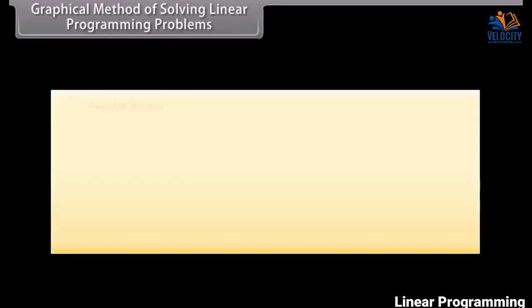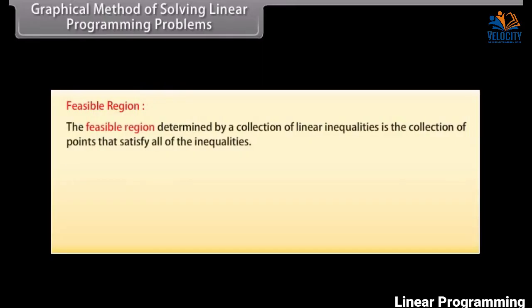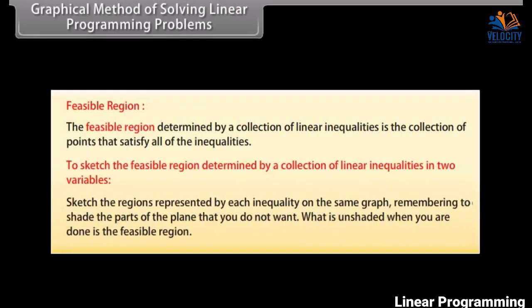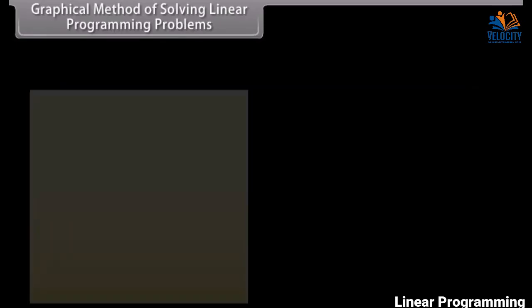Graphical method of solving linear programming problems. Feasible region. The feasible region determined by a collection of linear inequalities is the collection of points that satisfy all the inequalities. To sketch the feasible region determined by a collection of linear inequalities in two variables, sketch the regions represented by each inequality on the same graph, remembering to shade the parts of the plane that you do not want. What is unshaded when you are done is the feasible region.